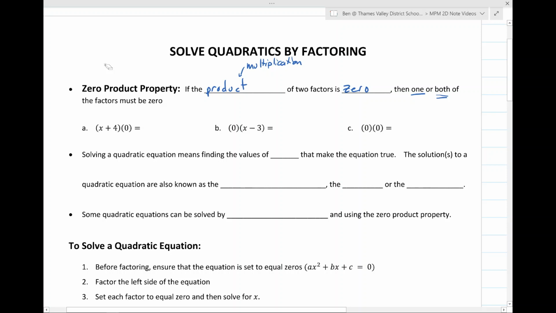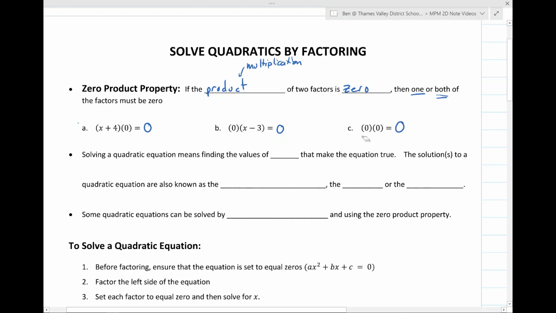Now here, let's take a look. That tells us that if one of our factors is 0, then the product together will be 0. So x plus 4 times 0, well, anything times 0 equals 0. And that means that 0 times anything also equals 0. And if 0 times 0, then that equals 0 as well.